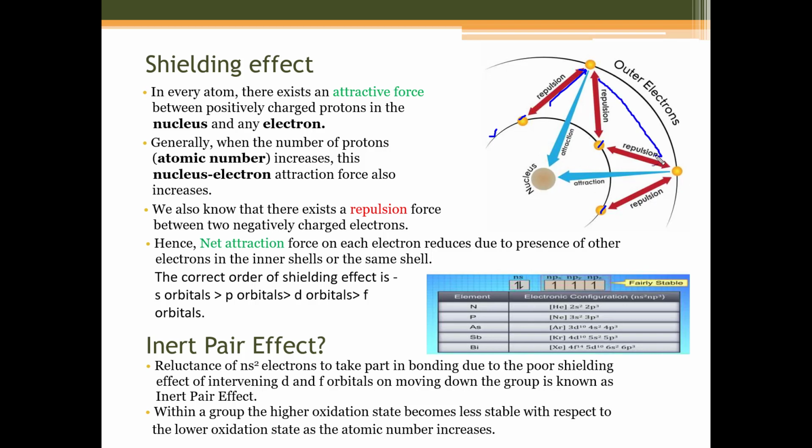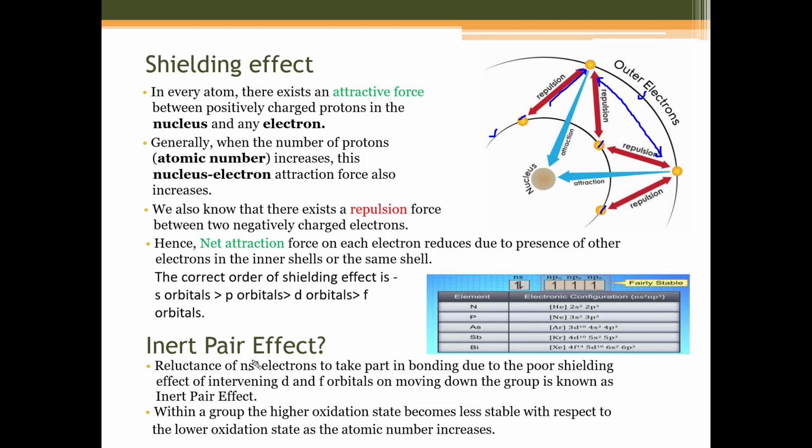Also, there is a repulsion force between the electrons belonging to the same shell. Hence, net attraction force on each electron reduces due to presence of other electrons in the inner shells or the same shell. And if we talk about the order of shielding effect, we have s orbitals, p orbitals, d orbitals, and then f orbitals. This means that s orbitals have the highest shielding effect, whereas the d and f orbitals, they show poor shielding effect.